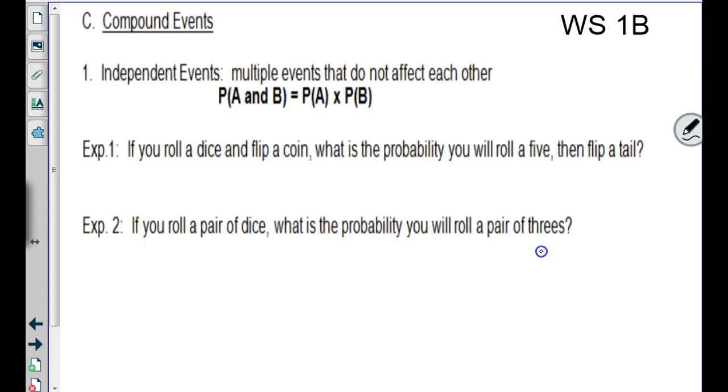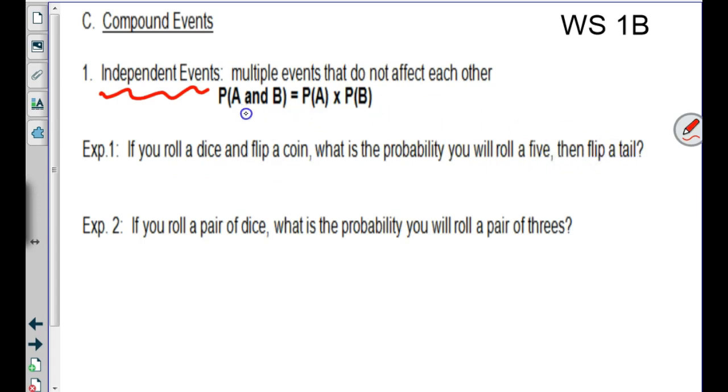All right. Compound events are when you're talking about multiple things happening. There are 2 possibilities: independent events or dependent events. Independent events are when you say something like, I'm going to draw a marble out and flip a coin, or spin a spinner and flip a coin. They don't have anything to do with each other. One does not affect the other. Those are independent events. So if you roll a die and flip a coin, what is the probability that you roll a 5 and then flip a tail?